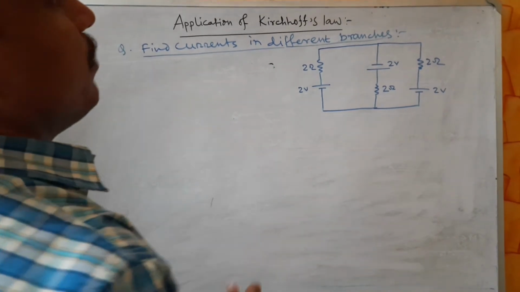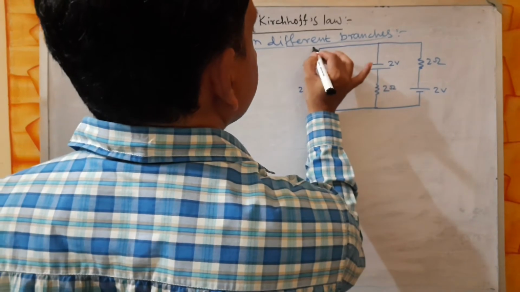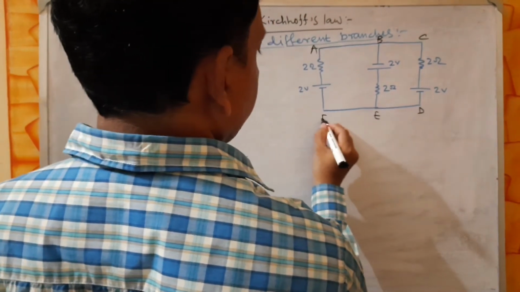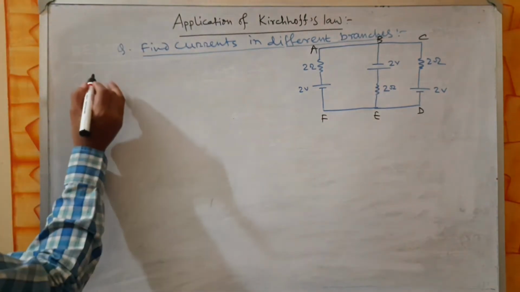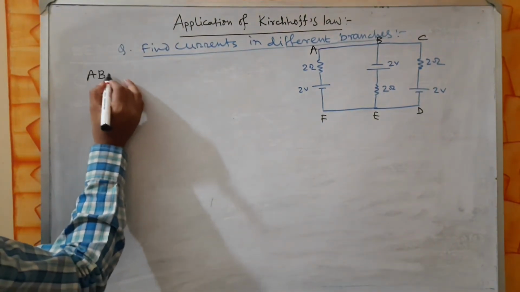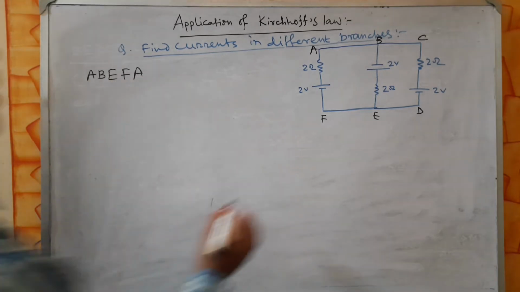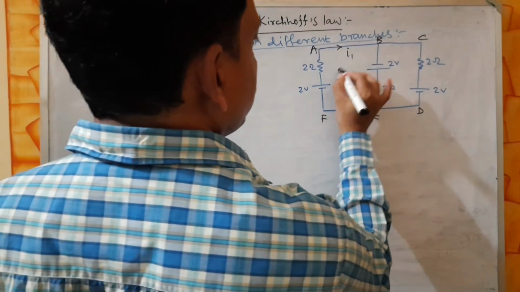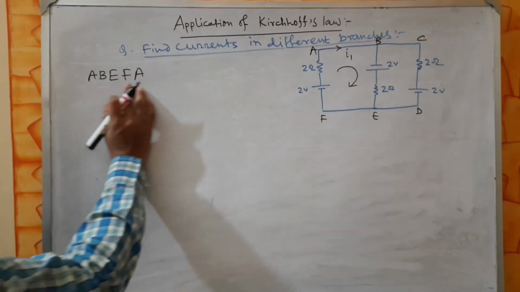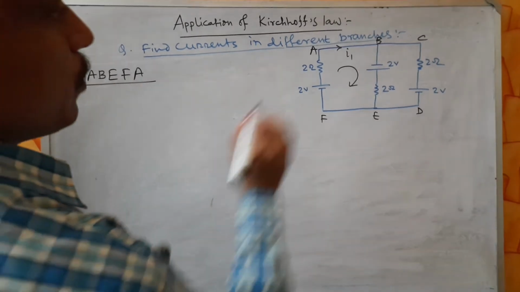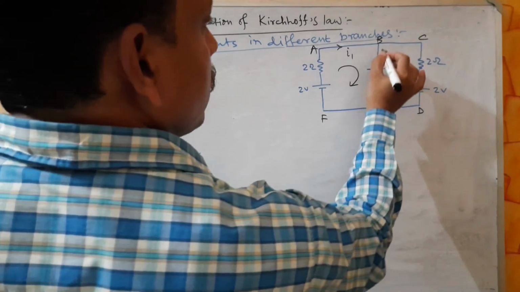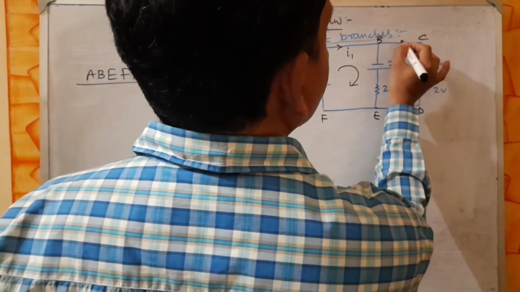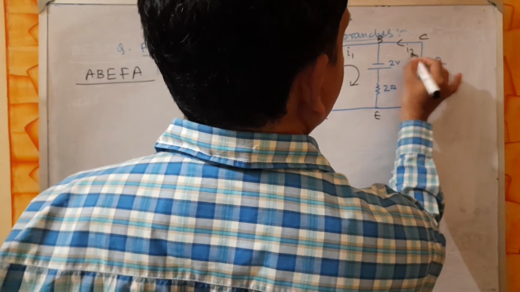Find the currents in different branches. Say A, B, C, D, E, A. First we follow the mesh A, B, E, F, A. Through AB the current passing is I1, and the mesh direction is clockwise A, B, E, F, A. From Kirchhoff's second law, through the 2 volt the current is, in the second loop, I2.